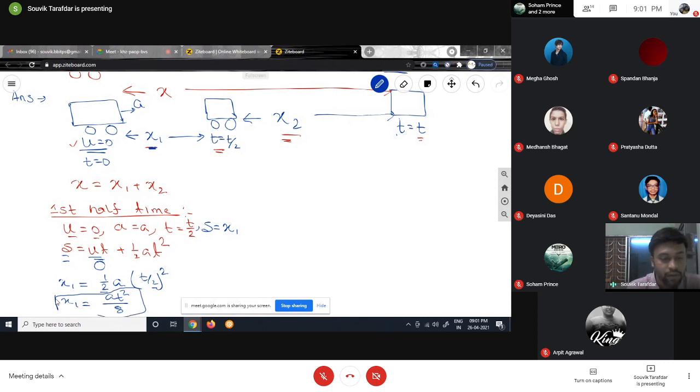We haven't done our work yet. No, we haven't completed. Now see, first half we understood. Now we need to find the second half also. But here our problem is what? Here we don't know the velocity at this point of time, isn't it? So how will we get it? See, since we already know that x is equal to x1 plus x2, we can write in this way.